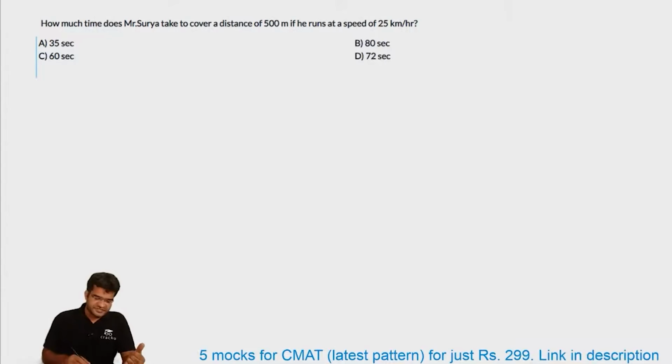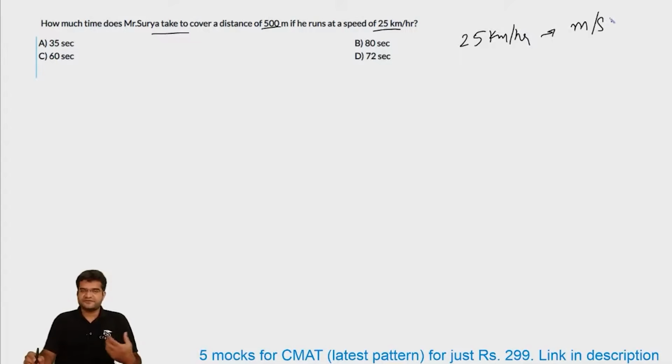So in this question it is mentioned that Surya covered 500 meters. How much time will it take to cover 500 meters if he is running at 25 kilometers per hour? So the first thing you should do is convert 25 kilometers per hour into meter per second. Now how are you going to convert a speed which is given in kilometers per hour into meters per second? You have to multiply it with 5 by 18. So 25 kilometers per hour is equal to 25 into 5 by 18 meter per second.